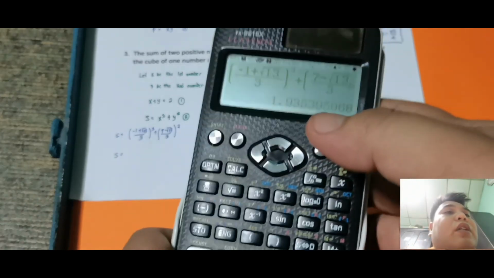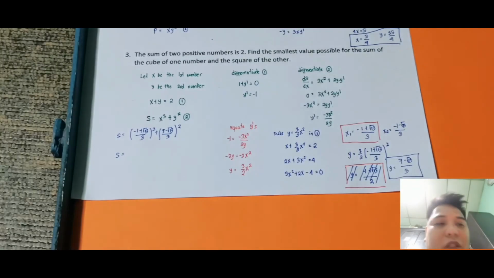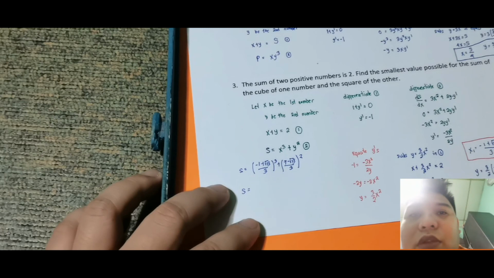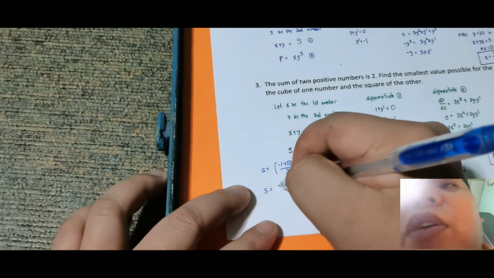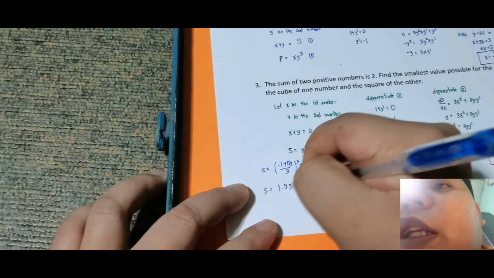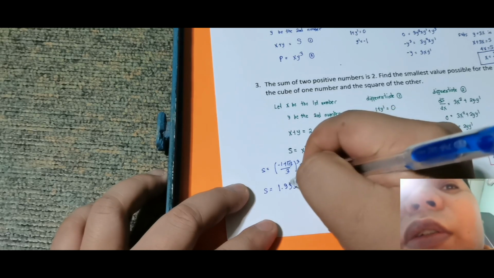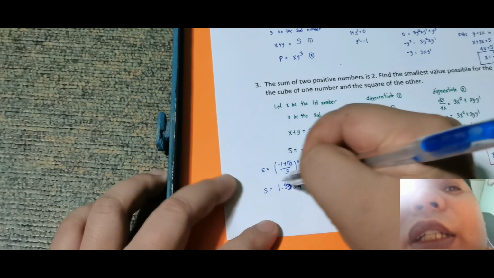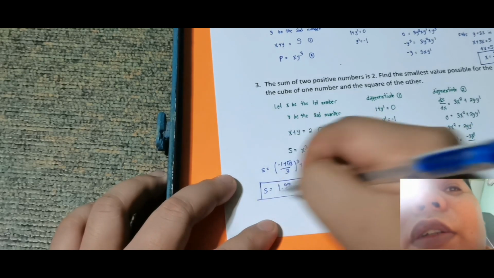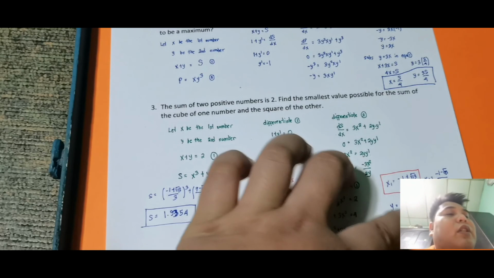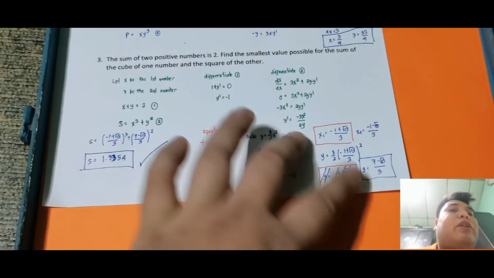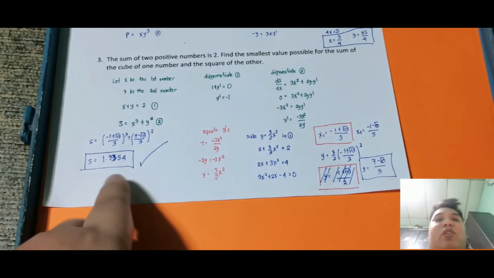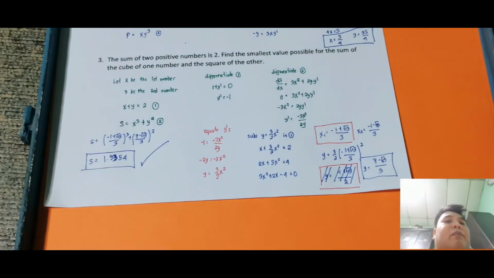Okay, so dapat ang sagot dyan is 1.935. So ayan yung smallest possible sum para sa dalawang number na kung saan ang sum is 2. So therefore, the smallest possible sum is approximately 1.9354. Okay, so ganyan yung 4 decimal places. Okay, so ito yung ating sagot. Ito lang yung dalawang number na kung saan sum is 2, pero ang hinahanap is find the smallest possible value for the sum. So ito yan. Okay, so therefore ito yung ating final answer.